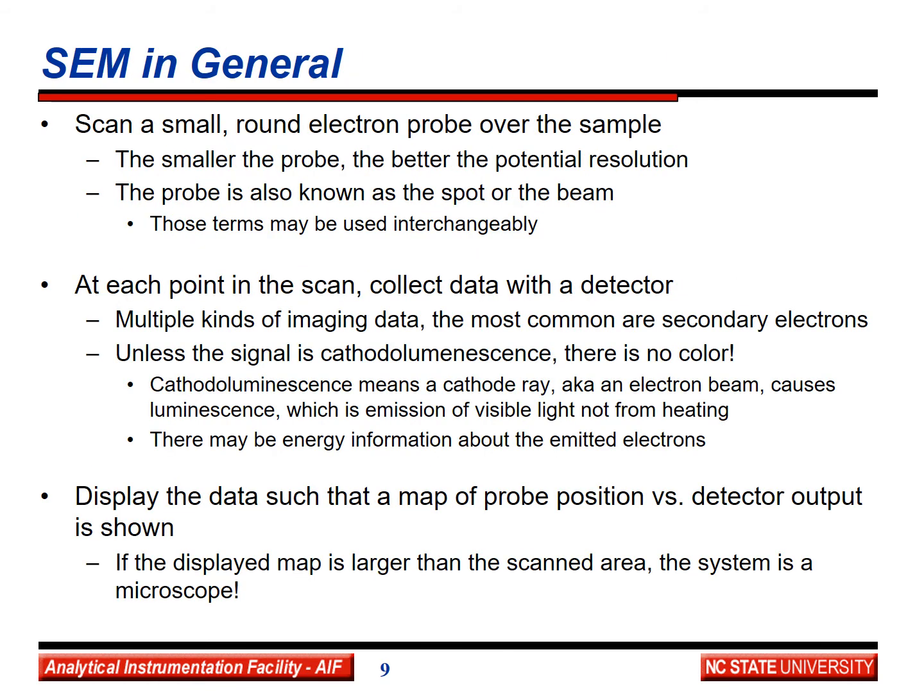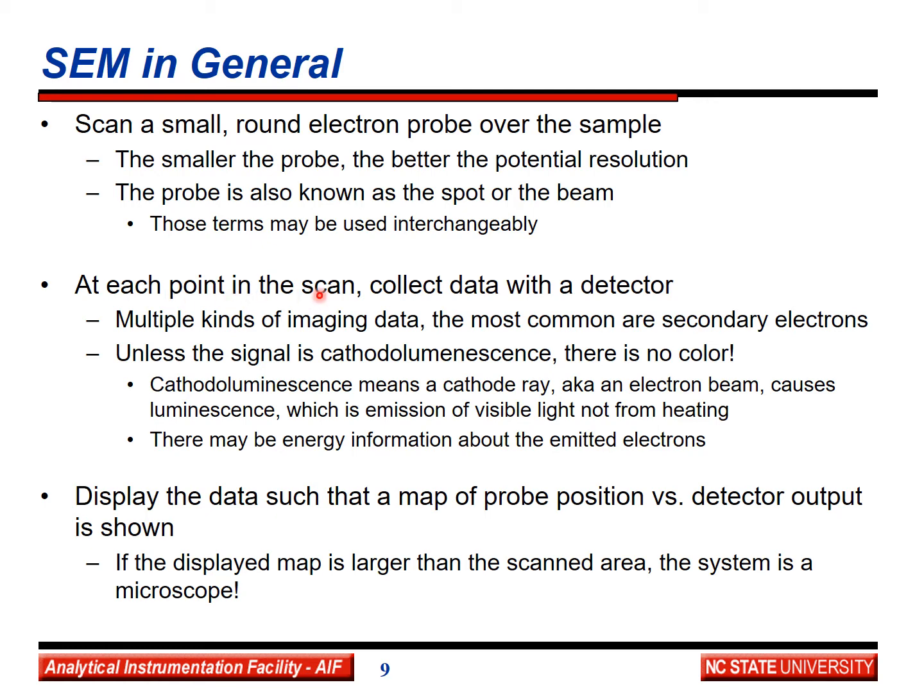We've discussed scanning microscopy in general. Now let's go to scanning electron microscopy in general. In general, with an SEM, we're going to scan a small, round electron probe over our sample. The smaller we can make our probe, the better our potential resolution. We will call the probe, the spot, or the beam, and these terms may be used interchangeably.